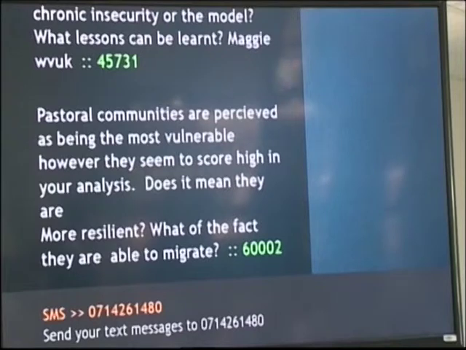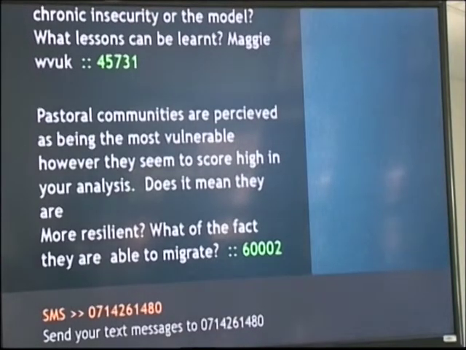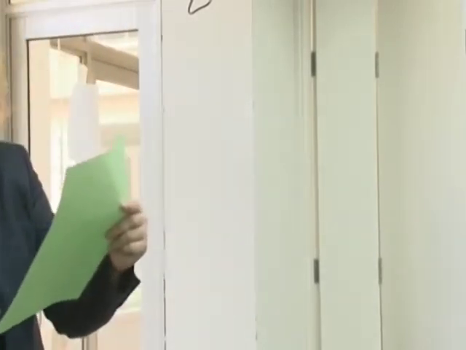Why did the model find it difficult to include institutions and governance into the model? Was it due to chronic insecurity, or was it the model itself? And can you discuss the lessons learnt?